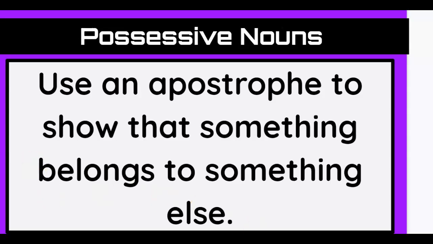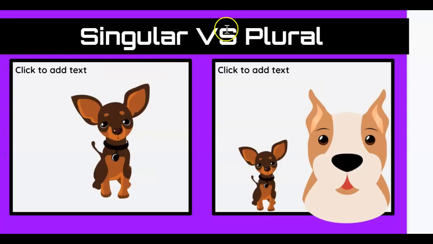Today we're going to continue looking at possessive nouns. Possessive nouns use an apostrophe to show that something belongs to something else. That means my dog's bone or my mom's purse. You use an apostrophe S to show that it belongs to that person. Today we're going to look at singular versus plural possessives.